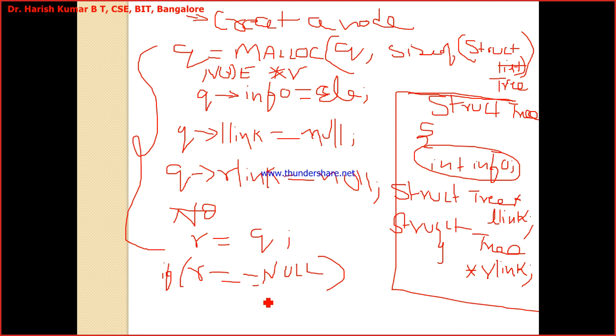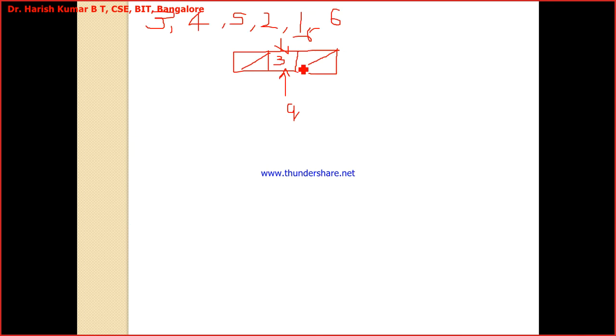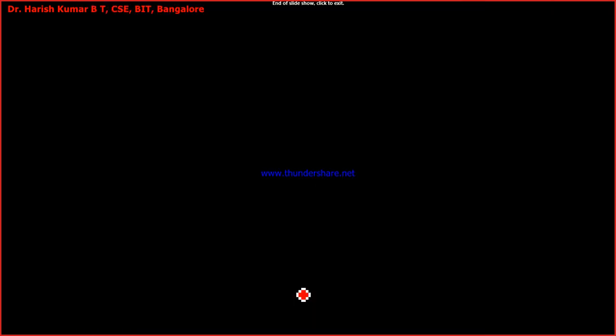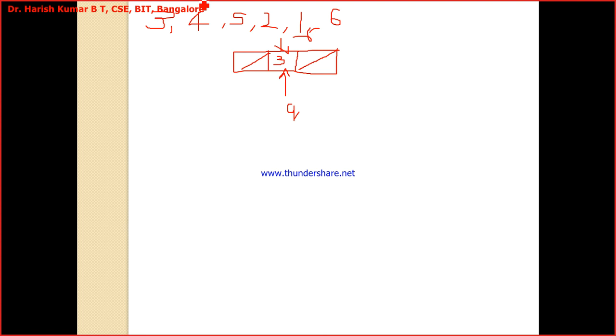If r is not null, what does it mean? The root node already exists. So then after scanning the next number, what you have to do is compare that with the info field of the root node. If r is equal to null, I do these things. If r is not null, then I take this 4 and compare that with the info field of r.